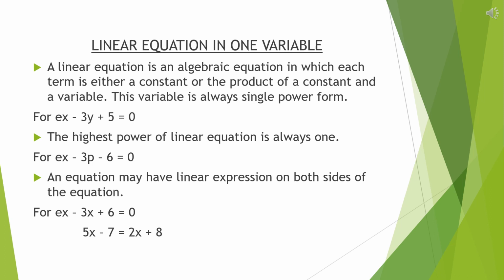Second, the highest power of a linear equation is always 1. That means here the unknown variable has a highest power of 1. For example, 3p minus 6 equals 0. Unknown variable is p and the highest power is 1.